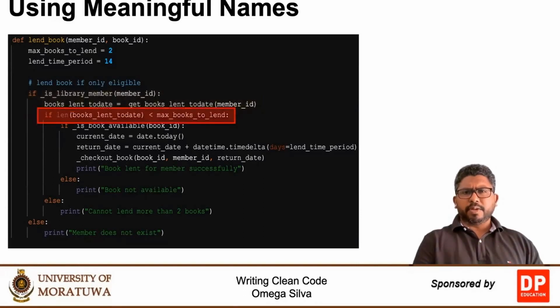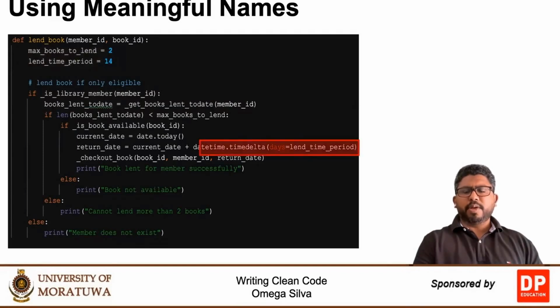And this condition or the validation here, it does not represent the number 2. Instead, the numbers have been assigned to a variable, which is again carrying a meaningful name. The max books to lend explains what number 2 is, and same goes for lend time period, which represents what number 14 is. And that is being used in the return date calculation.